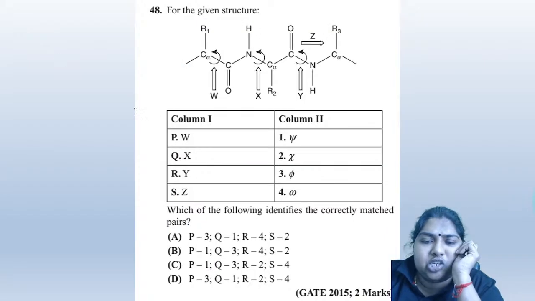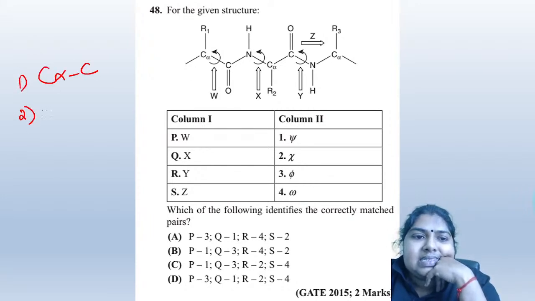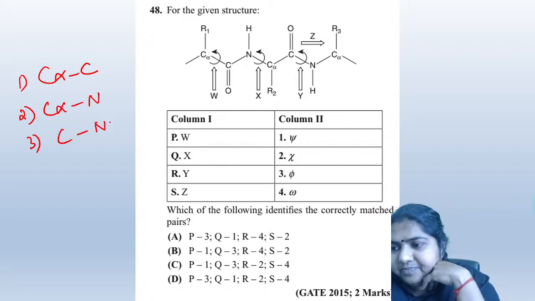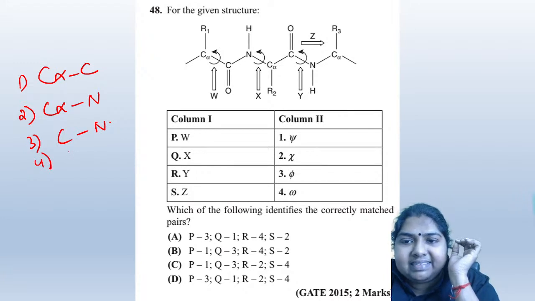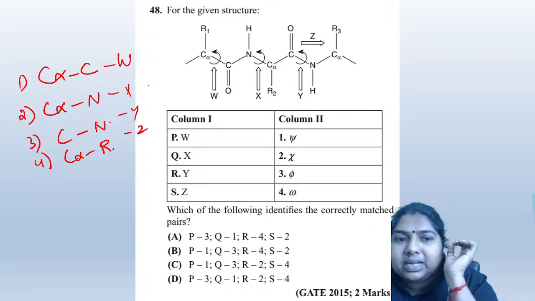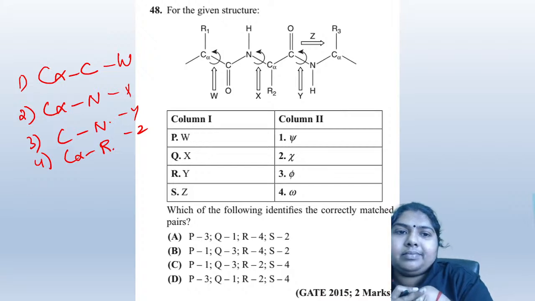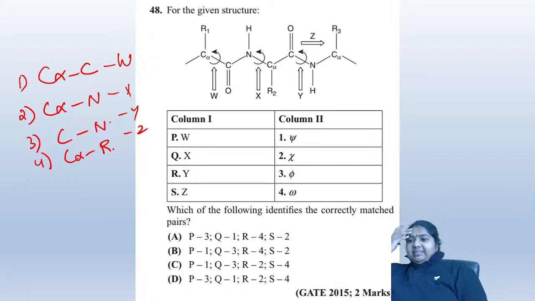So one more final question we will do. Okay. See this. C alpha C. And then C alpha N. C N. Okay. And then it is C alpha R. This is W, X, Y and Z. What are the bond angles called as? C alpha C. What do you call them as? Make it fast, make it fast.